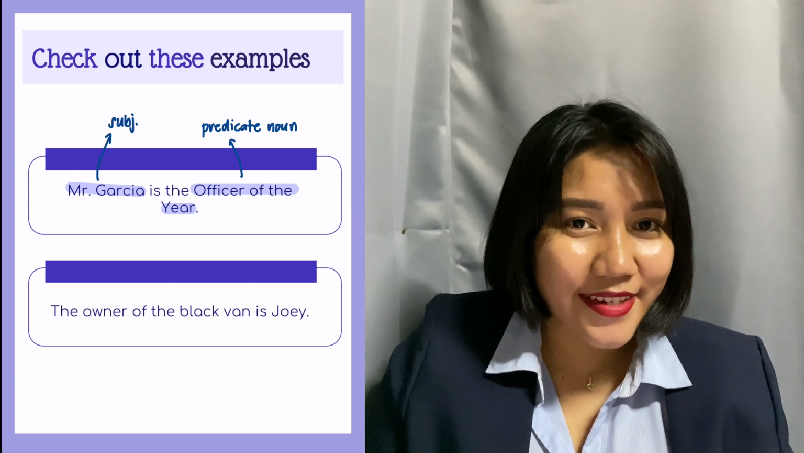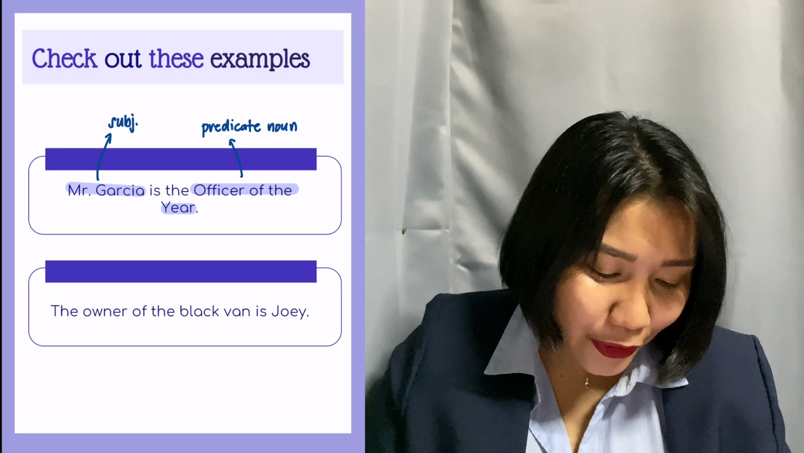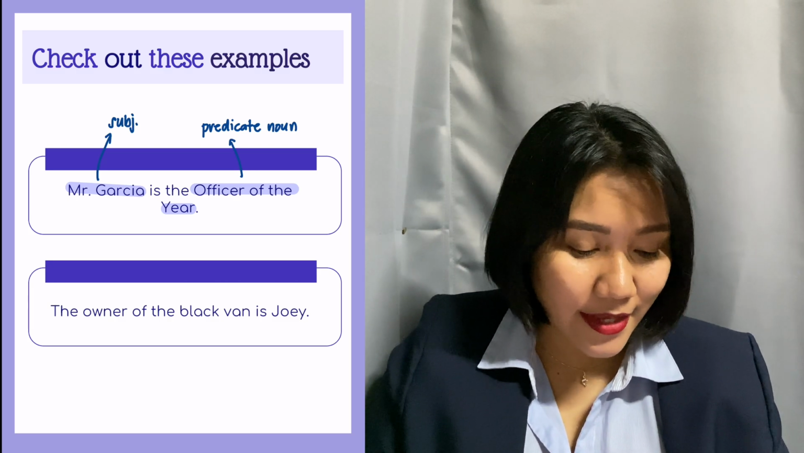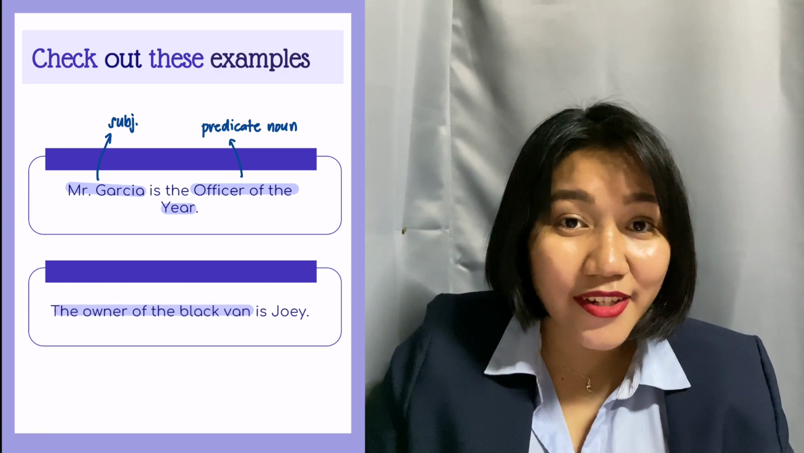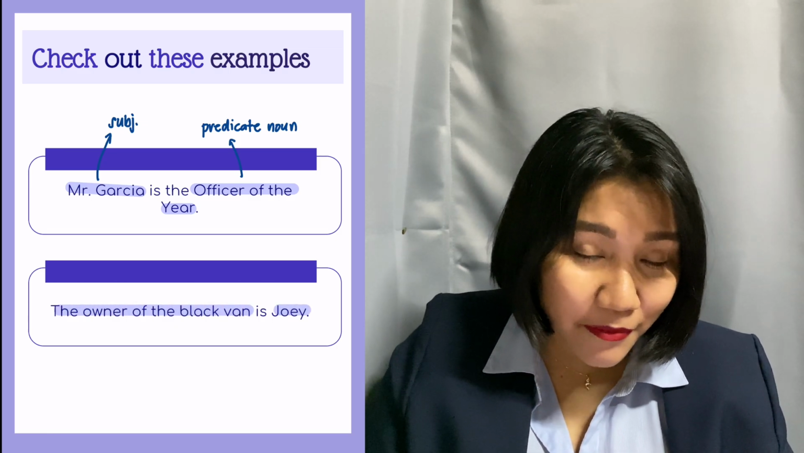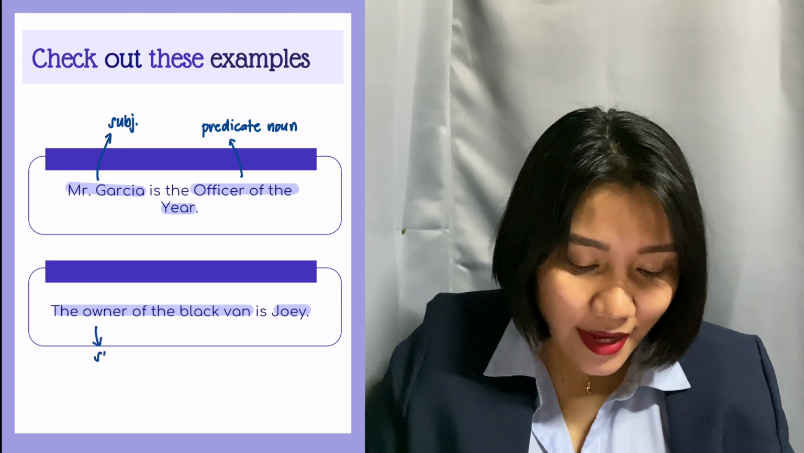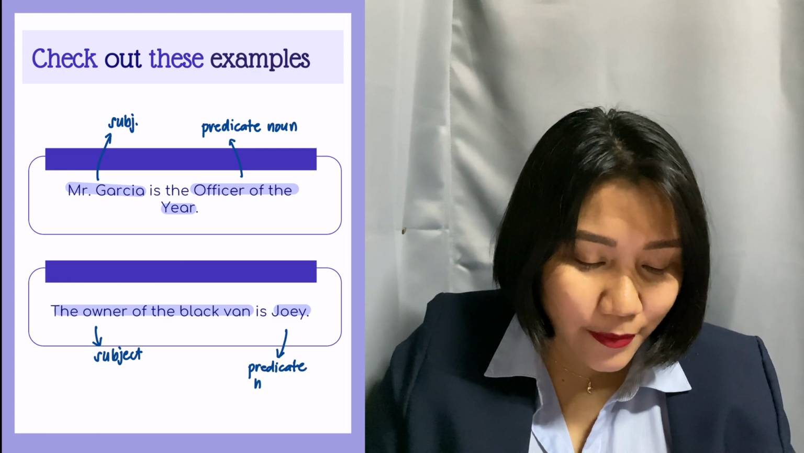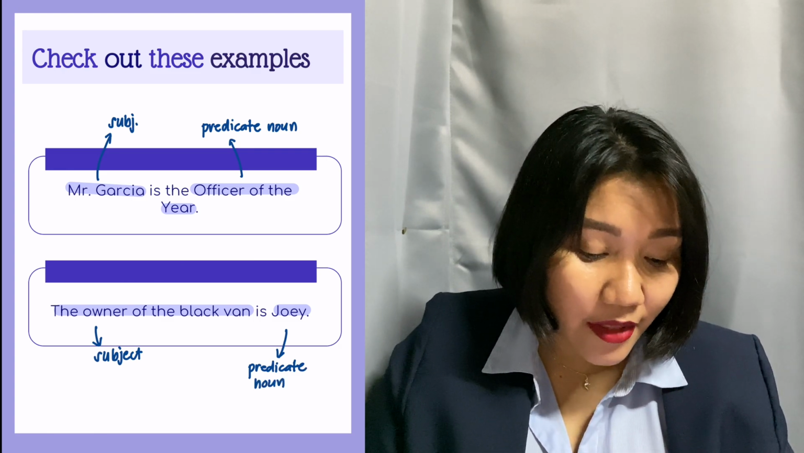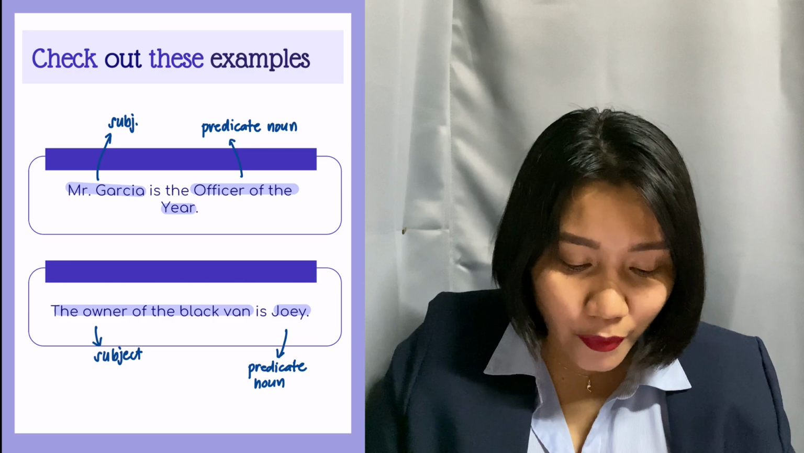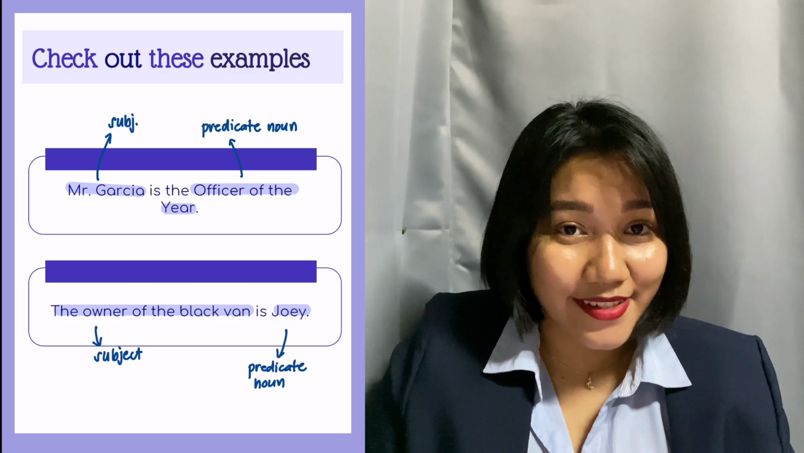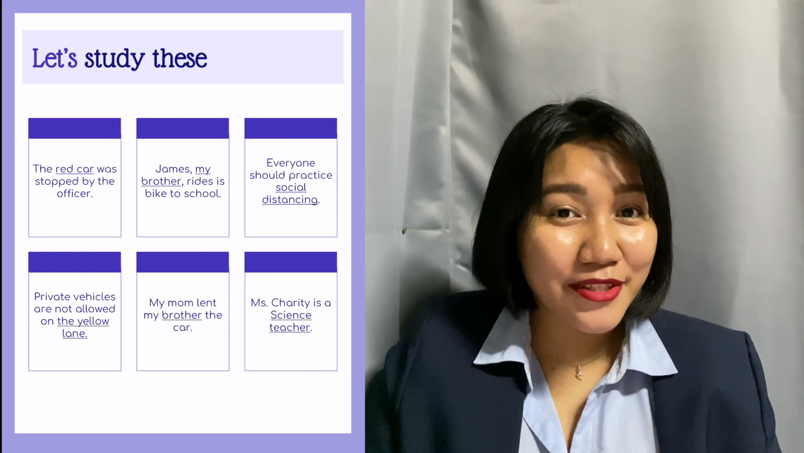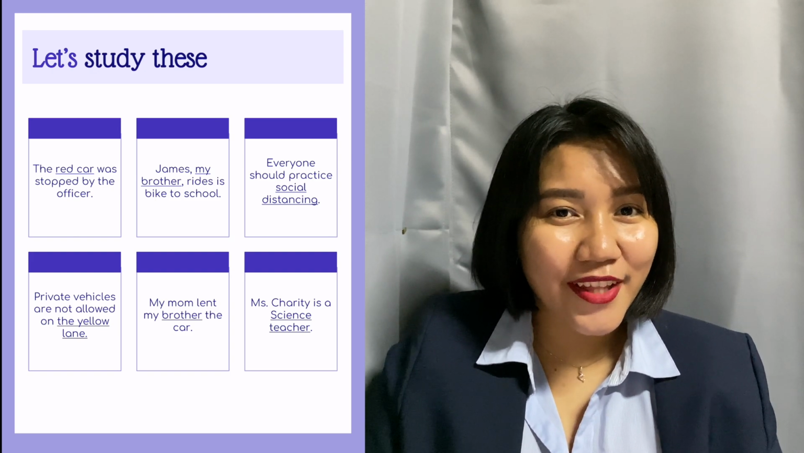Let's take a look at the next sentence. The owner of the black van is Joey. We have two nouns in the sentence: the owner of the black van and Joey. The owner of the black van is our subject, and Joey is our predicate nominative or predicate noun as it renames or describes our subject, the owner of the black van. Our linking verb in the sentence is. Let's study these sentences and identify the function of the underlined noun.